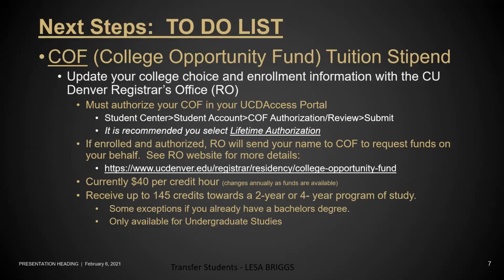So, College Opportunity Fund. Hopefully, you all have been taking advantage of the College Opportunity Fund if you are in an undergraduate student program. You can get up to 145 credits of tuition towards your undergraduate degree. The amount that you can receive for this academic year currently, and it may change in July because it changes every year, but because of COVID, the amount went down to $40 per credit hour.